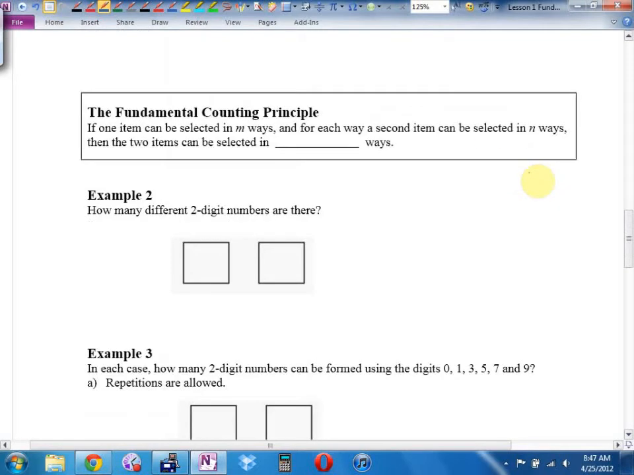And this leads us to the fundamental counting principle. If one item can be selected in M ways, and for each way a second item can be selected in N ways, then the two items can be selected in MN, M times N ways. If you need to, you can put a times symbol between them, but I'm a math nerd. I know that two things side by side are being multiplied.